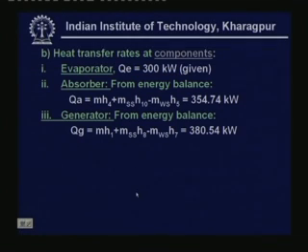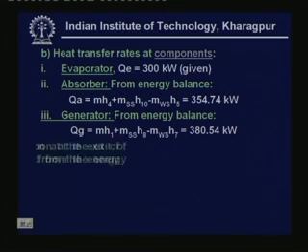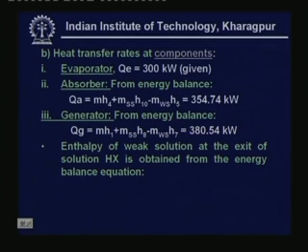So, from this we find that energy balance is MH1 plus MSS into H8 minus MWS into H7. As you remember, I said that H7, enthalpy at 0.7, that is the weak solution enthalpy after solution heat exchanger, has got to be obtained from energy balance across the solution heat exchanger. So, let me give that equation. Enthalpy of weak solution at the exit of solution heat exchanger is obtained from the energy balance equation, and the energy balance equation for the solution heat exchanger is very easy.